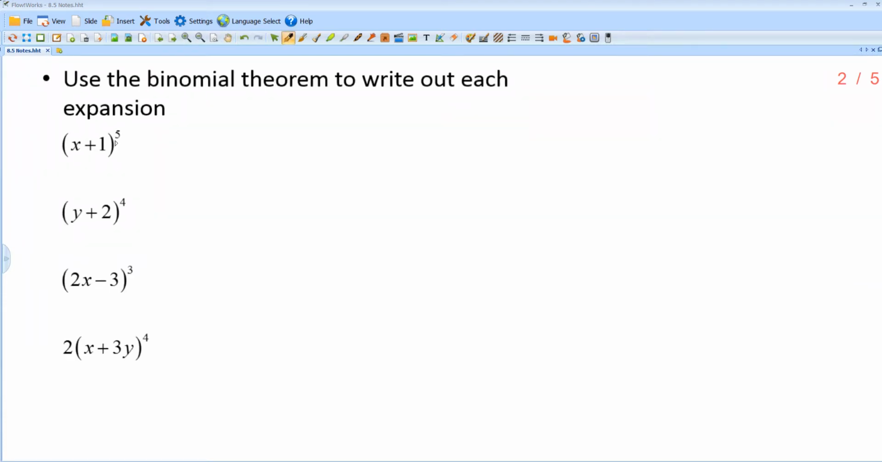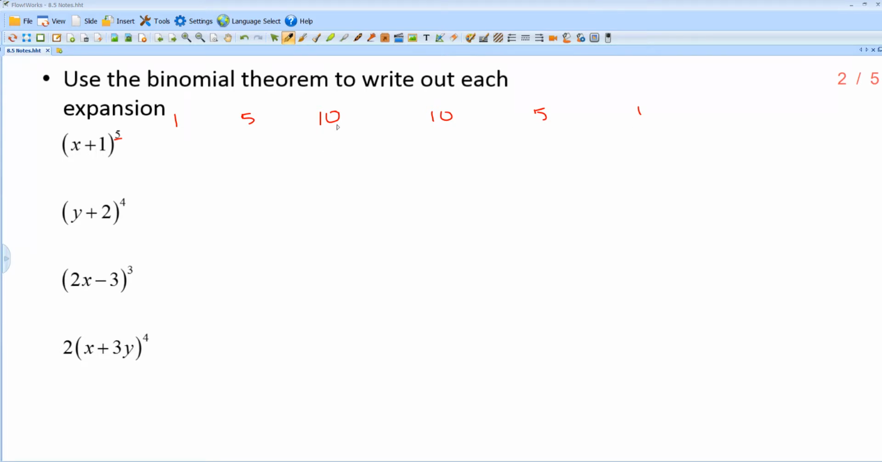So first thing, I look at the degree. I'm raising this to the 5th power. What that means is there are going to be 6 terms, and that term always starts with a coefficient of 1. The next coefficient is always the degree, so 5. The next one that I'm going to have is going to be 10. So we're going to have 1, 5, 10, and then 10, 5, 1. Remember that this is always symmetric. This is that row from Pascal's triangle.